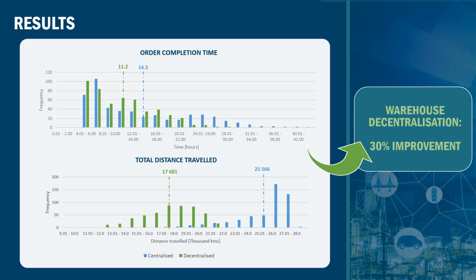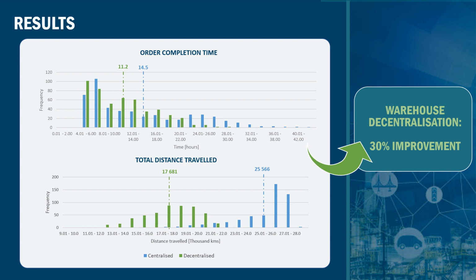500 simulation experiments were completed using each model, and the results are shown on the slide. On average, it took 14.5 hours to complete an order in the centralized model, 3 hours more than that of the decentralized model with a mean of 11.2 hours. The 6 trucks in the centralized model also drove 7,800 kilometers more than the trucks in the decentralized model. Given that these trucks had a fuel efficiency of 8 kilometers a liter and a cost of fuel is around 22 rands per liter, the decentralized model will lead to cost savings of about 22,000 rands per week.